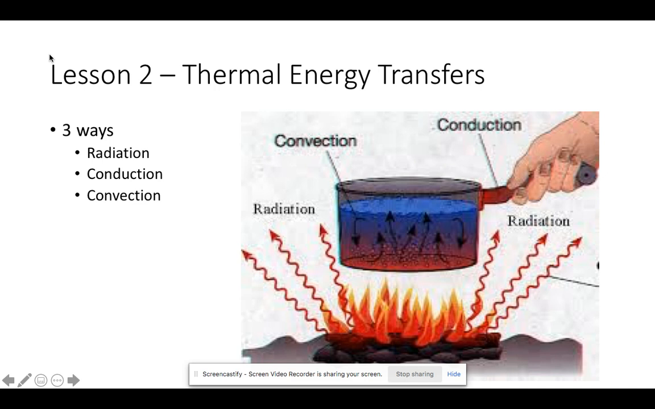Hi guys, today we're going to talk about thermal energy transfer. So get your notebook out and write down how thermal energy transfers, all our notes in our notebook. There are three main ways thermal energy transfers. They include radiation, conduction, and convection.